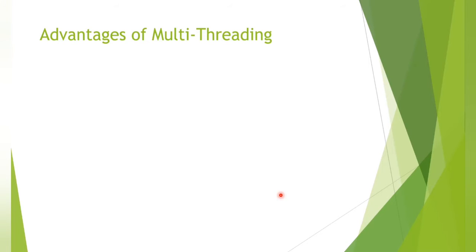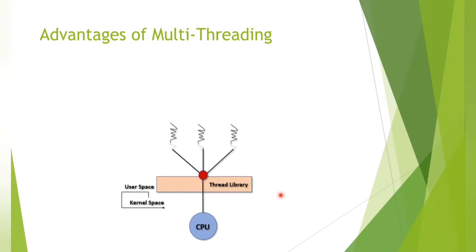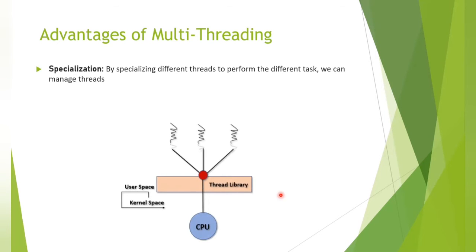So now let's see what are the advantages of multi-threading. Specialization. By specializing different threads to perform different tasks, we can manage threads. For example, we can give higher priority to those threads which are executing the more important task. Also, in multiprocessor architecture, specialization leads to the hotter cache, which improves performance.